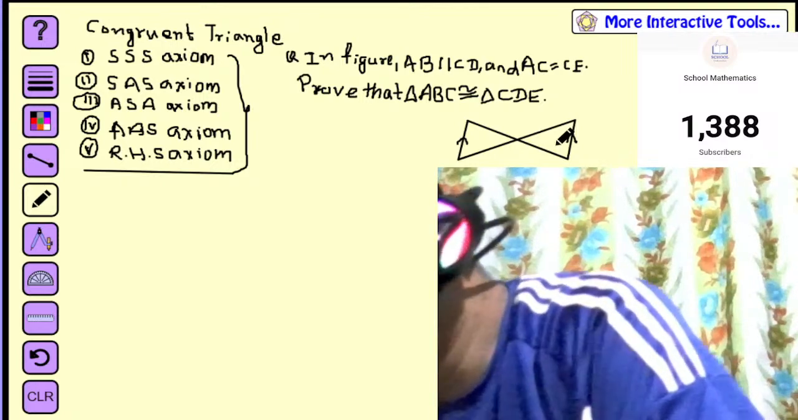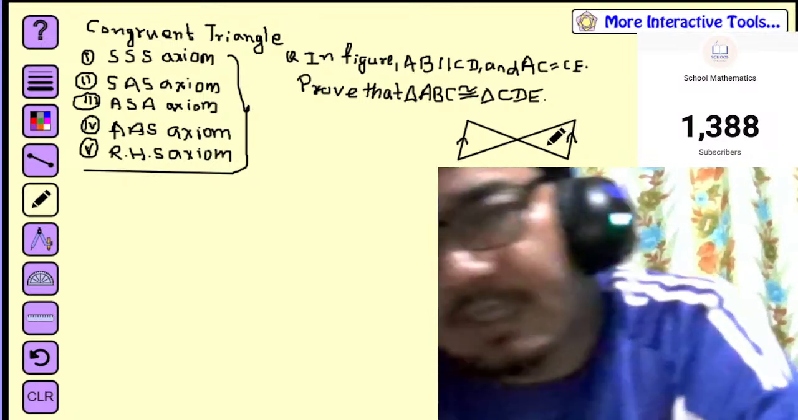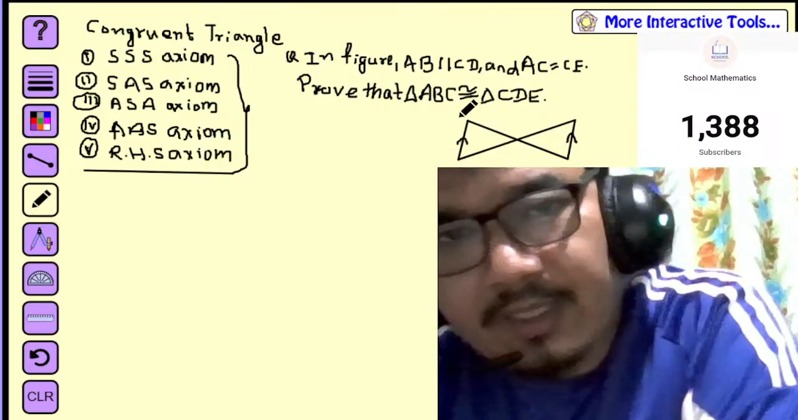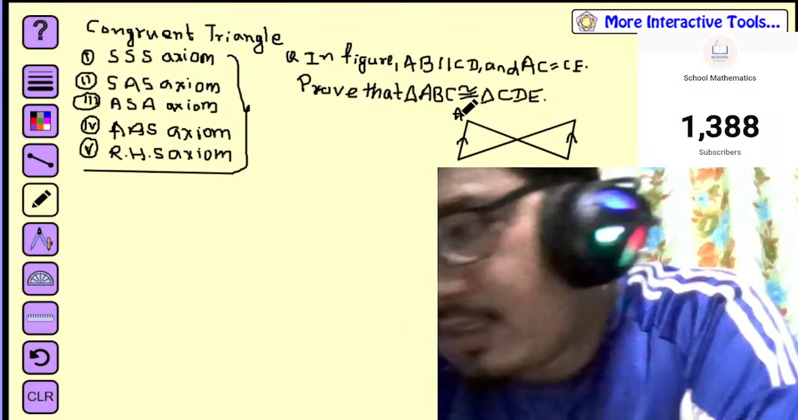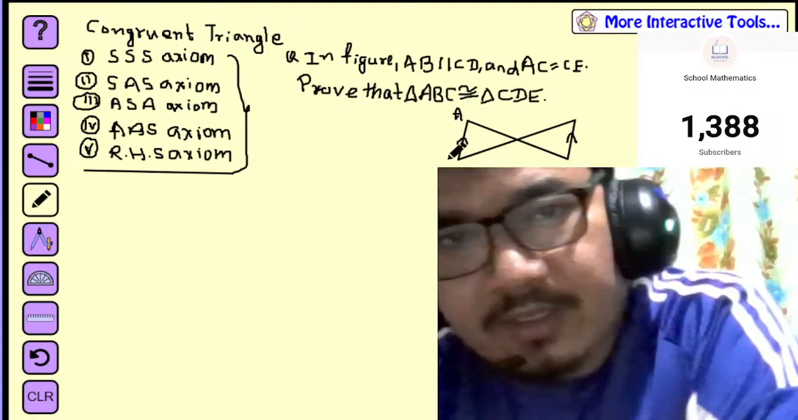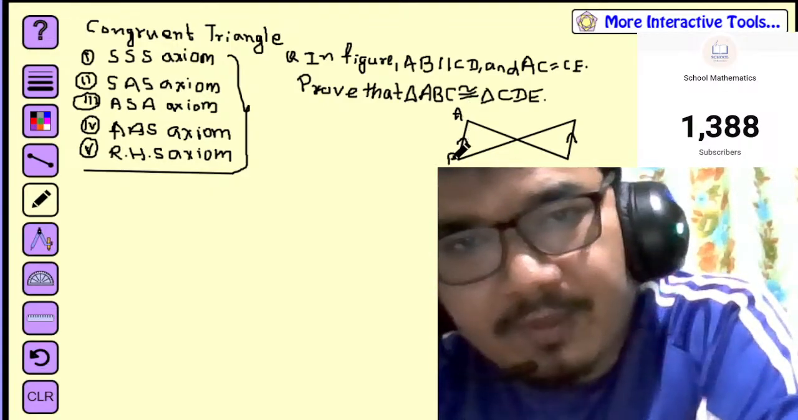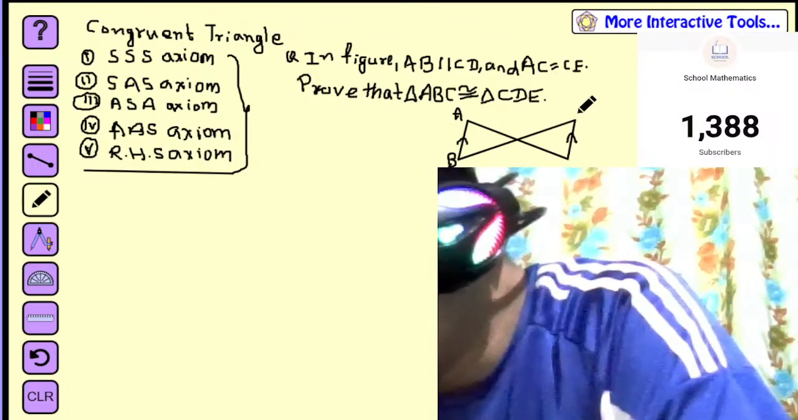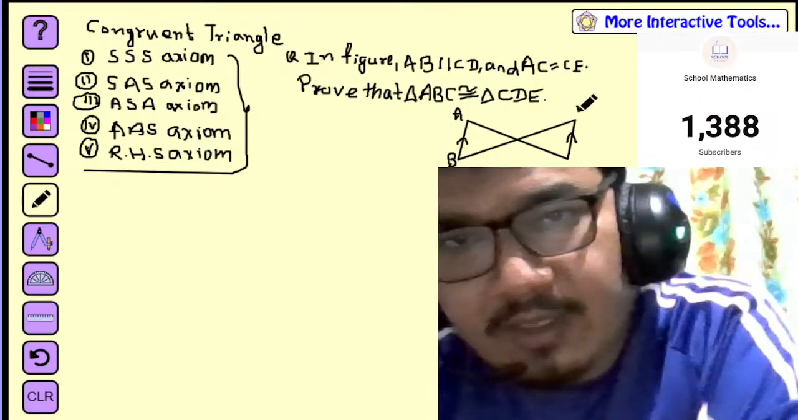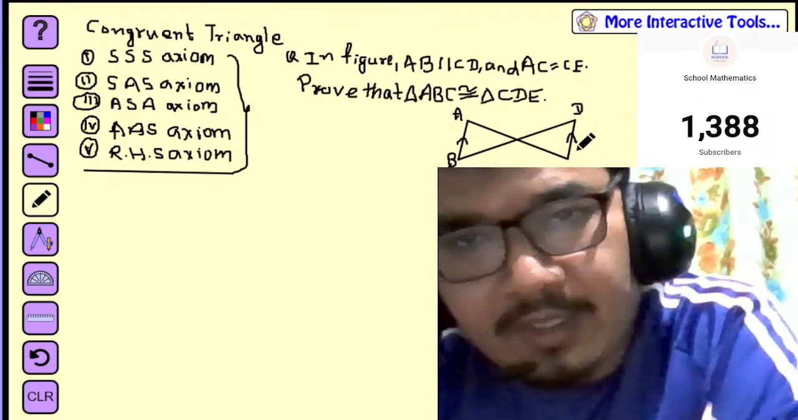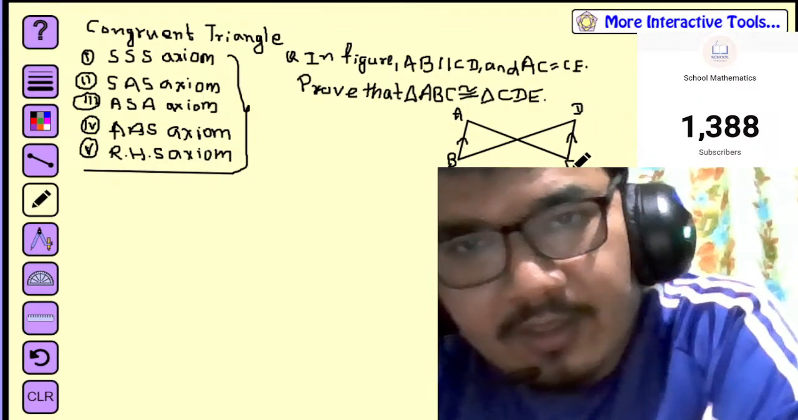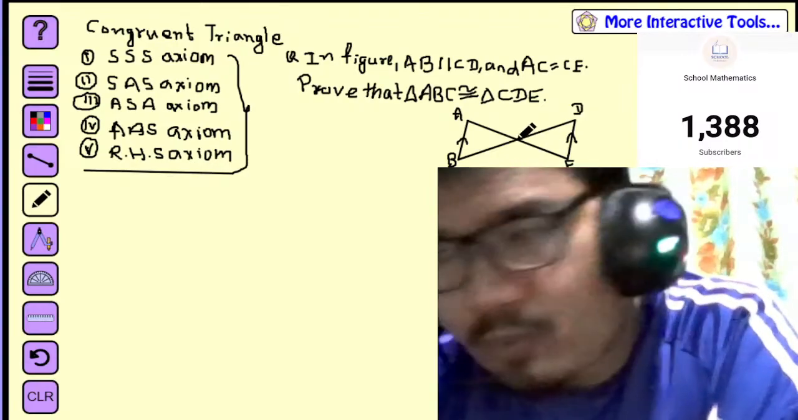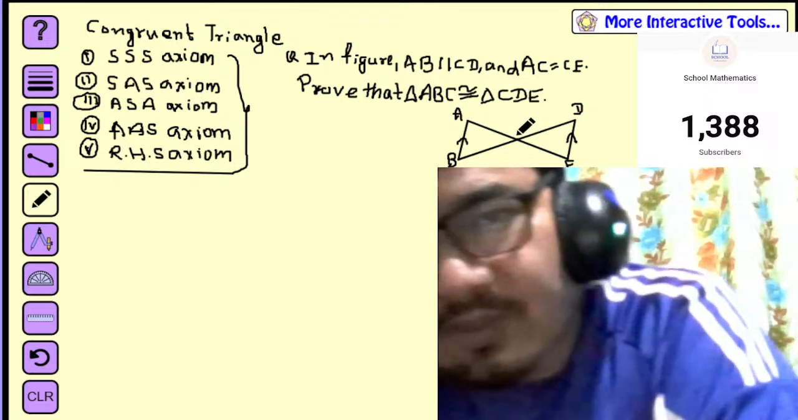And the name of the side: this side is given AB, and this side is given DE. Here write D and here write E. And wherever these two lines intersect, this point is given C, right?